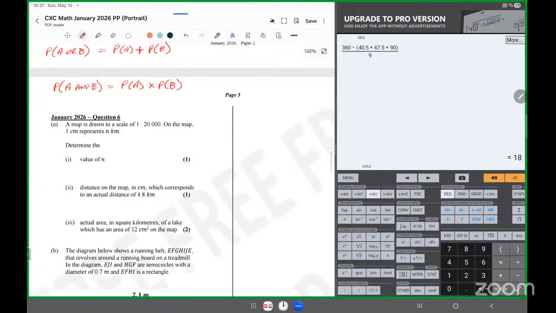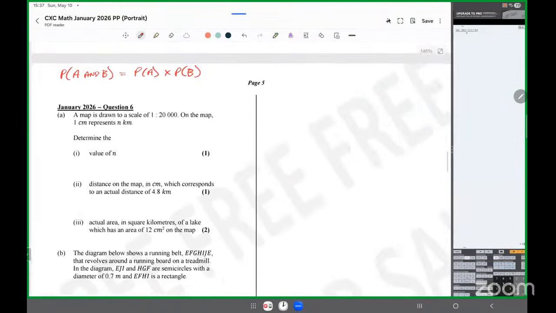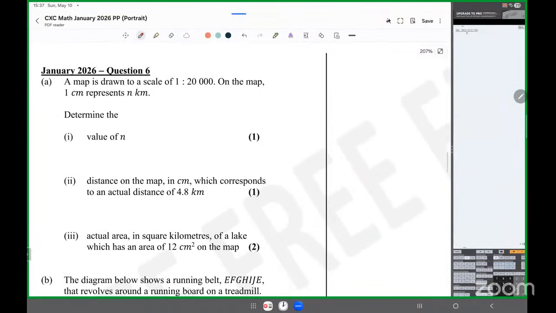Next question. The map and scale question. This question says a map is drawn on a scale of 1 to 20,000. That means 1 centimeter on a map is 20,000 centimeters on the land. It says that on the map, 1 centimeter represents n kilometers, and I want us to find the value of n. In other words, we need to convert the scale into a centimeter to kilometer comparison. So we can set up like this.